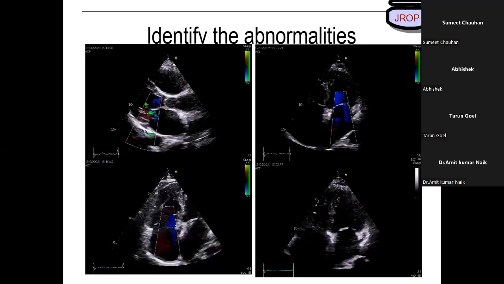So you have scored almost 0, Sumit. Tarun, you jumped in between, again marked 0.